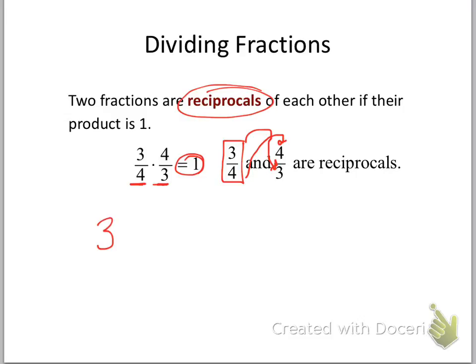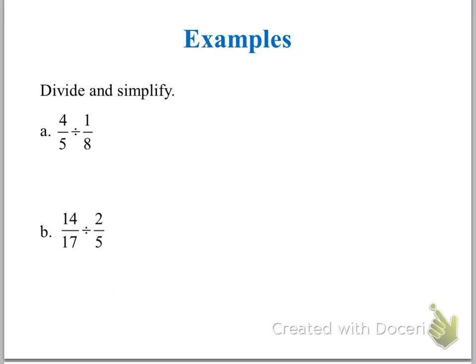What is the reciprocal of 3? It's 1/3. What is the reciprocal of 2/3? 3/2. Okay, so in dividing, all we're going to do is rewrite the problem as 4/5 times the reciprocal of the second fraction. You always flip the second fraction. That's where a lot of people make their mistakes. So now we're just going to multiply straight across and then simplify our final answer.